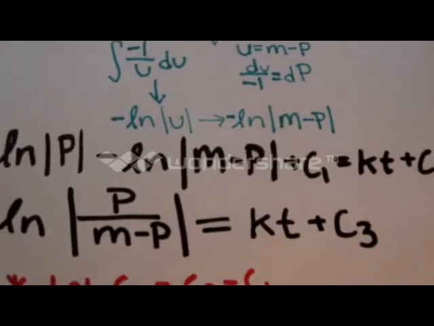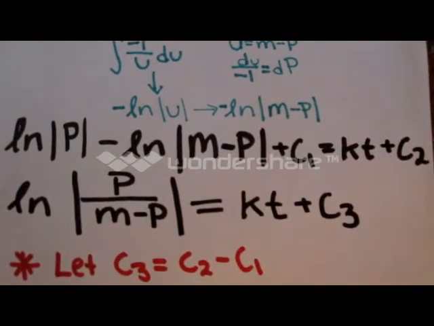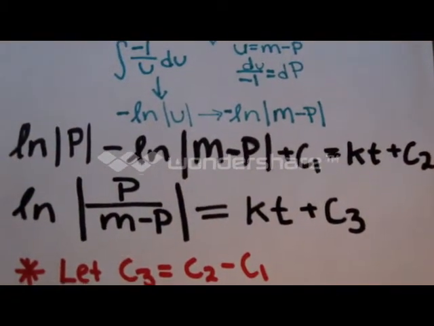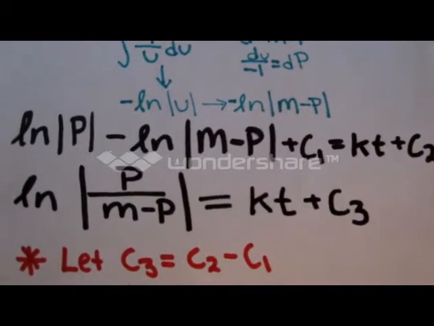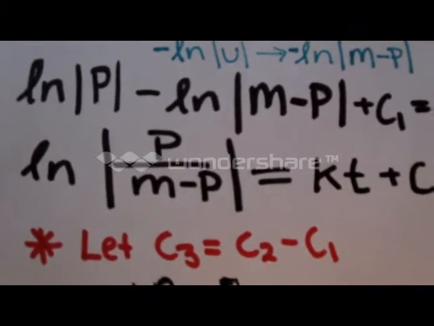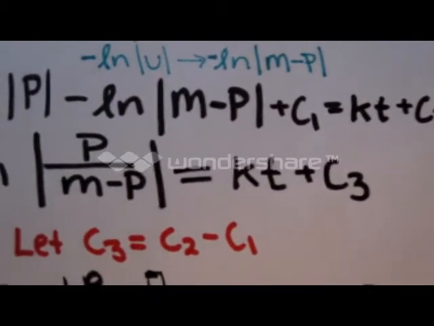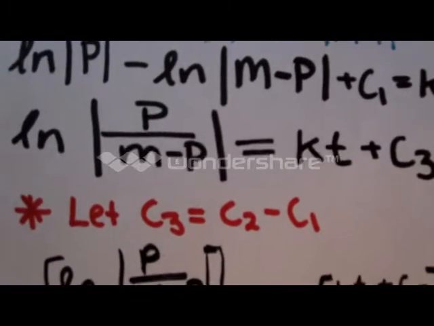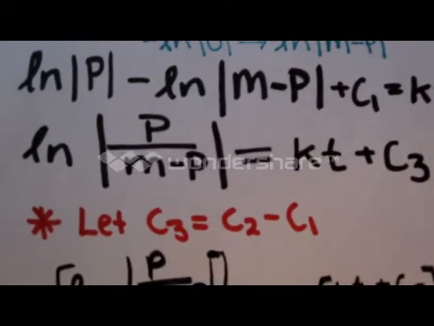So now that you've integrated, you have natural log of p minus natural log of m minus p plus c1 equals kt plus c2. When you subtract a natural log from a natural log, you're able to divide them, so it'll be natural log of p over m minus p equals kt plus c3. Now that c3 came from subtracting c2 minus c1. Since you don't know what they are, you can do that.